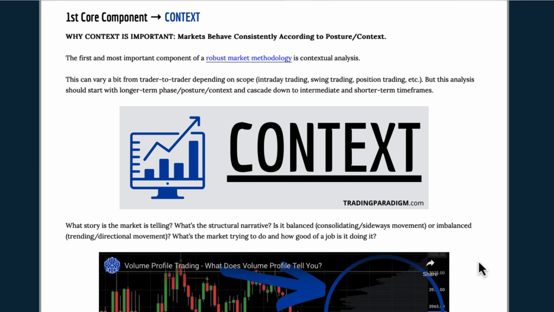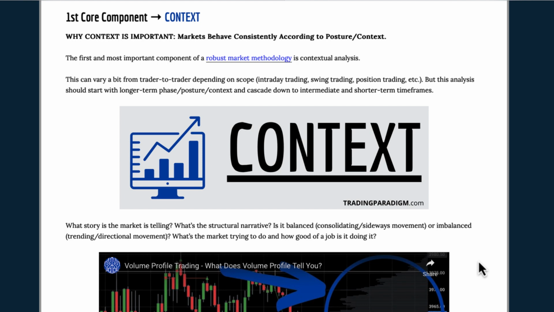What's the structural narrative? Is it balanced? In other words, is it consolidating or moving sideways? Or imbalanced? In other words, is it trending or moving directionally? What's the market trying to do, and how good of a job is it doing it?